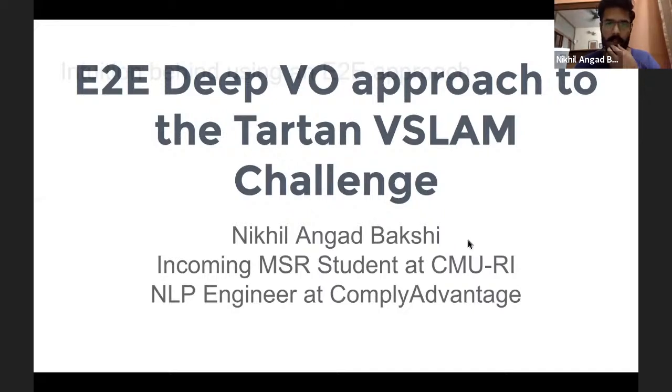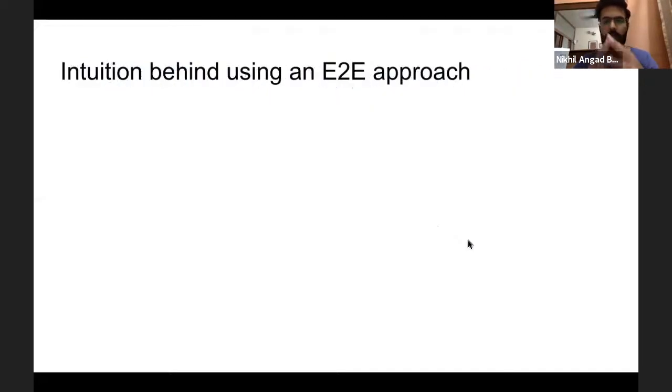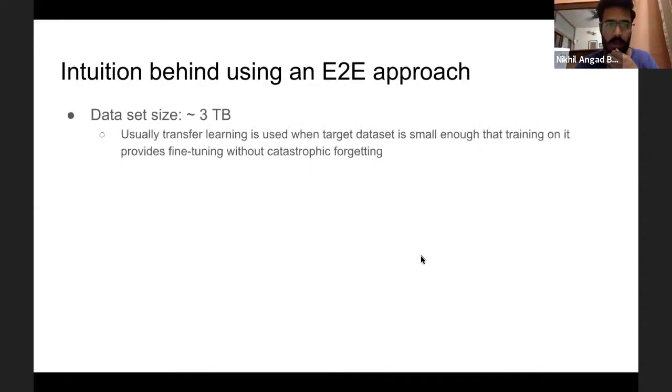So the intuition behind using an end-to-end approach here using deep learning was that the data set provided, the Tartan data set, was extremely large, 3 TB. Usually one would consider using transfer learning or some previously built model when the target data set is small enough that training on it provides fine-tuning without catastrophic forgetting. And I felt in this situation it made sense to train from scratch if it was possible to wield this massive data set.